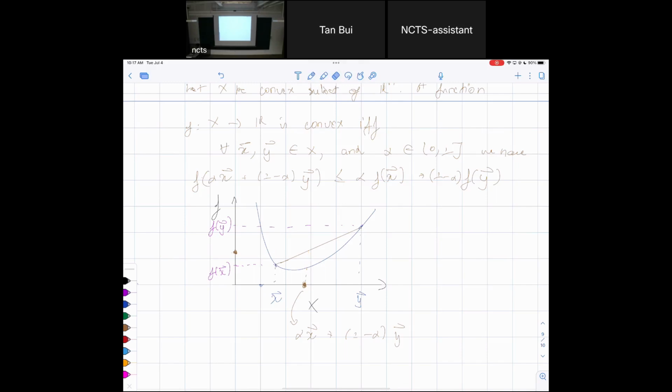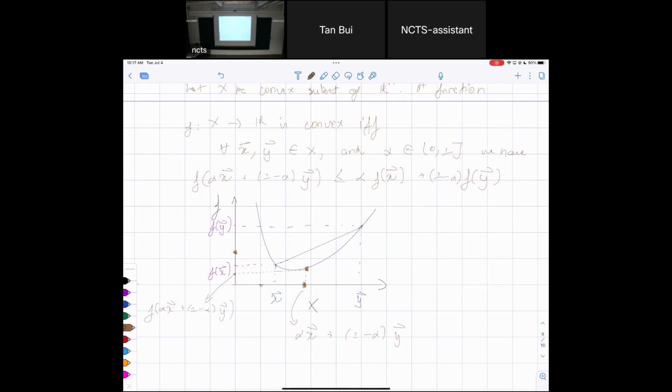Not on the way up here. Okay, because we evaluate the function, so it must be here. I'm sorry. So the graph is a little bit crowded, but let us try our best here. So right, this is f of alpha x, because that's the point, right? The function evaluated at alpha x plus 1 minus alpha y.